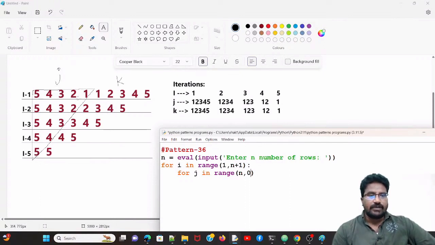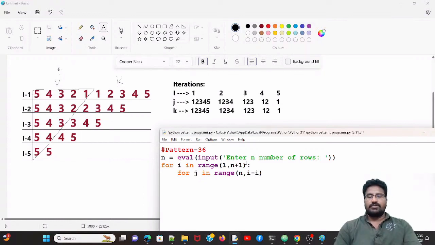First time ending value 1 came, next ending value 2 came, ending value 3 came, ending value 4 came, ending value 5 came. Then I will take here, suppose I means what? First 1, 1 minus 1 I'll take now. Why am I taking like that? Let us try now.